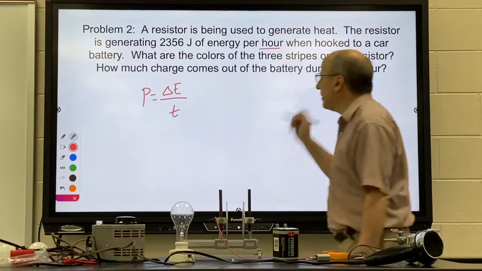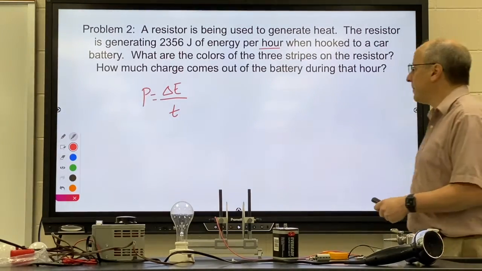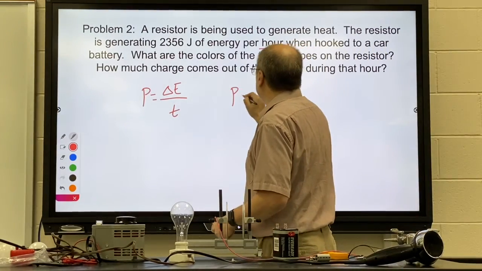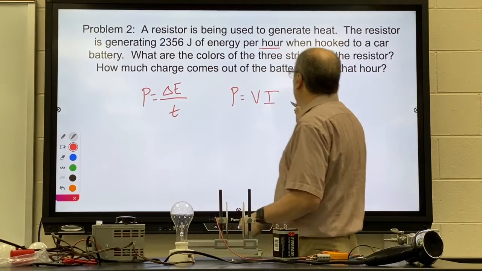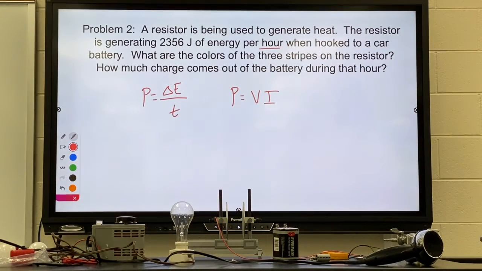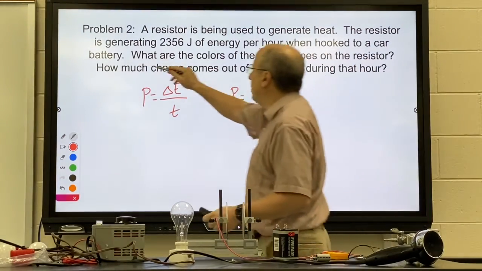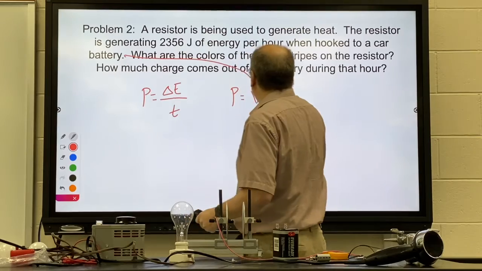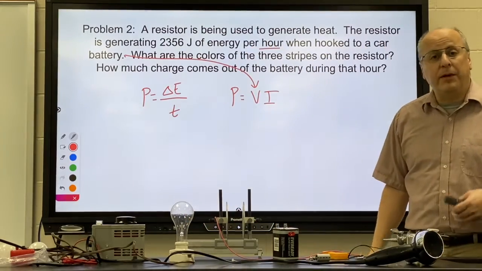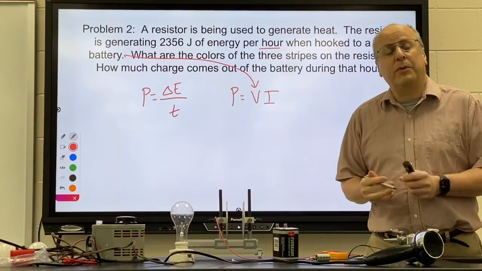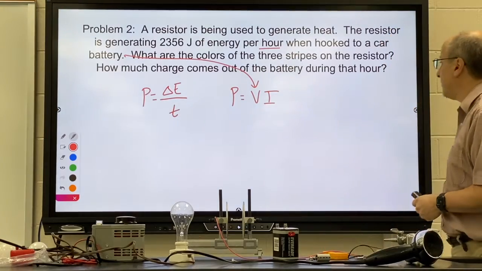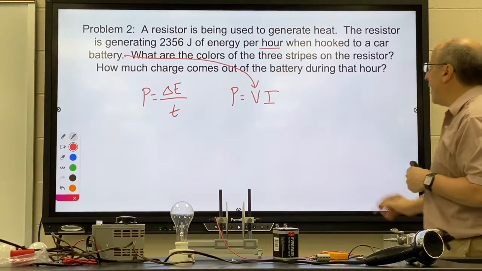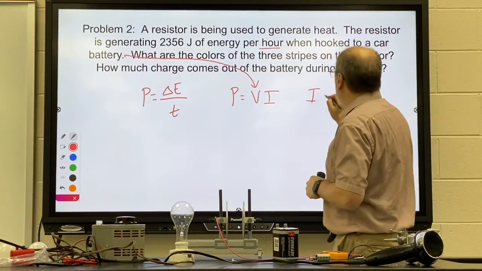So you want to start with the fact that you know energy and time. Get your power. From power, you should be able to get your current. It says it's hooked to a car battery, so you know the voltage of the car battery. You can look that up in your notes. It was in the chart when we went through the different voltages. Solve it for I.